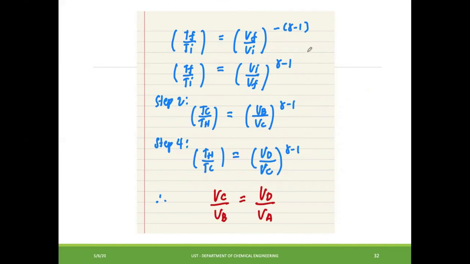So for you to further understand their derivation, this is their relationship for adiabatic process between temperature and volume, for step 2 and step 4. So to change this to TH over TC, we get VC over VB. Since they have the same exponent gamma minus 1, this cancels out. So the relationship is VC over VB equal to VD over VA.